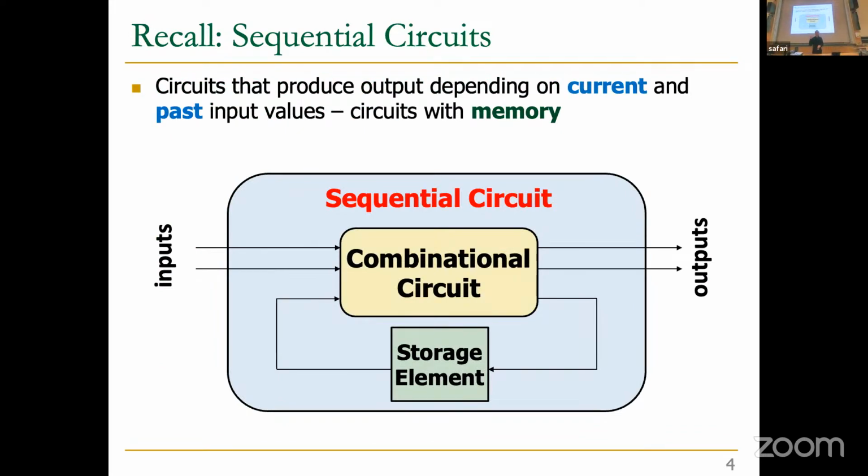We talked about sequential circuits. Sequential circuits essentially produce output that's determined by current inputs as well as past values. These are circuits with memory. And we actually built a bunch of storage elements to make this thing work, right? And we had covered combinational circuits earlier.